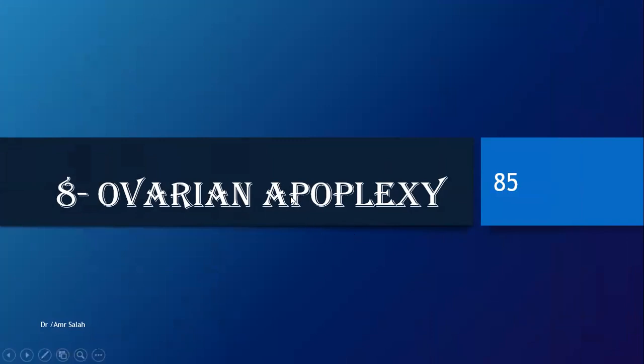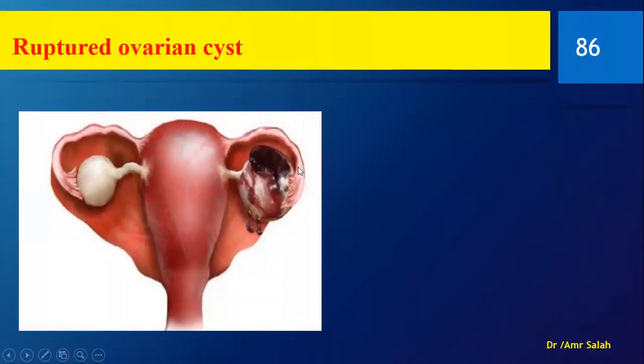We'll take another entity, what is called ovarian apoplexy. What is ovarian apoplexy? Well, remember the patient who has a cyst? Well, what if the cyst has ruptured, whether it was a simple cyst or a hemorrhagic cyst? This is what's called the ruptured ovarian cyst. The scenario would be as follows.